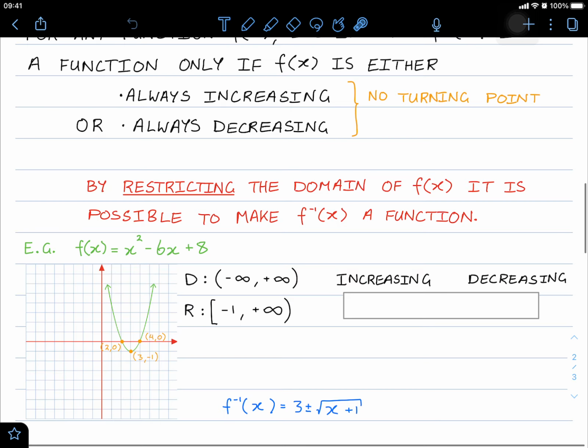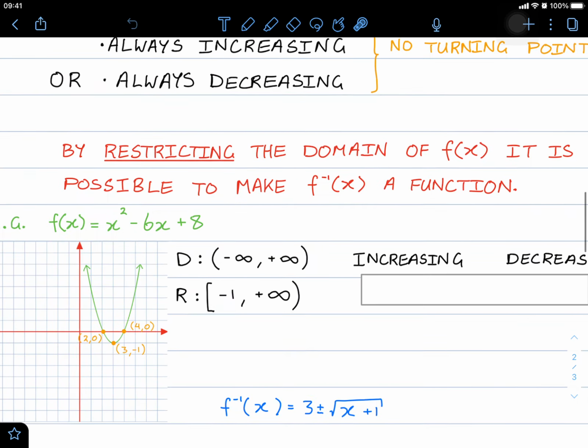I want you to think for a moment, what can we restrict this domain to so that this function is always increasing or always decreasing? So we're going to have two separate functions now. Well, as you can see, x equals 3 is the turning point. Everything to the right of this is always increasing, and everything to the left of this is always decreasing.